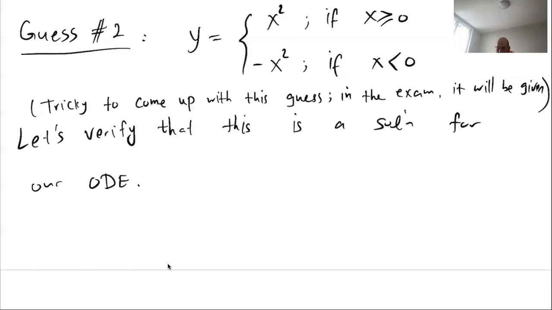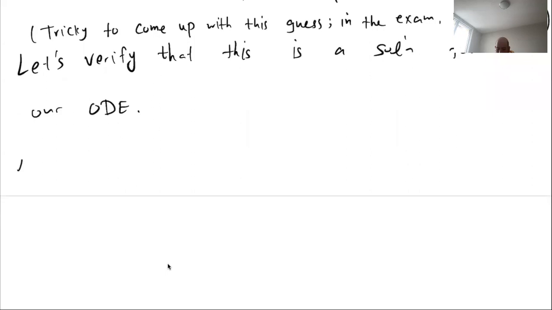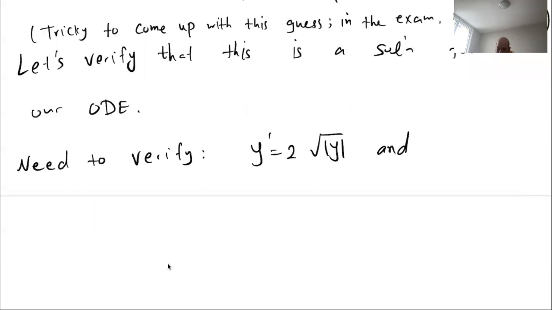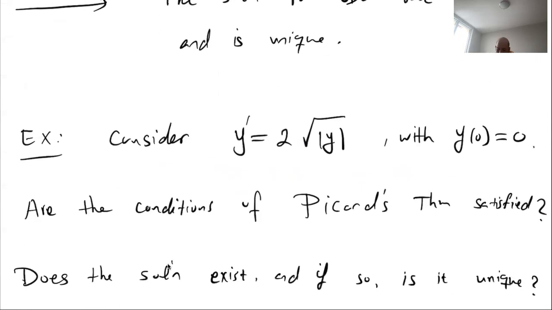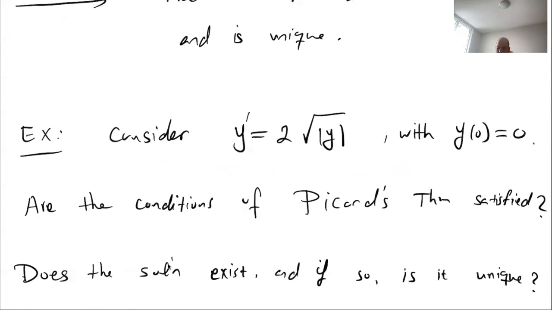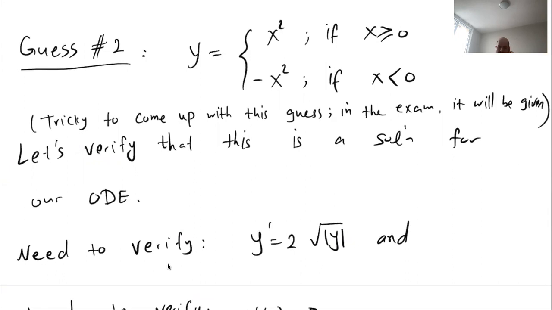So how can we verify that this is the solution for our ODE? We need to verify two things: that y prime is equal to 2 times root absolute value y, and that y of 0 is 0, because remember our original ODE had one initial condition. The equation was y prime equals 2 root absolute value y, with initial condition y of 0 equals 0. But y of 0 equals 0 is obvious, right? This is your y. How much is y of 0? That means replace x with 0.